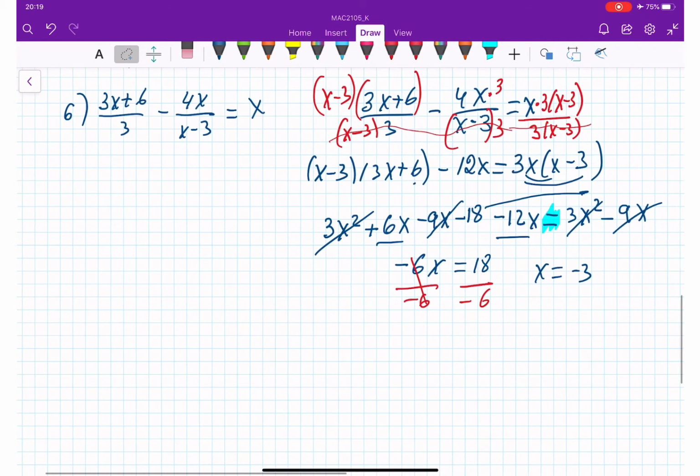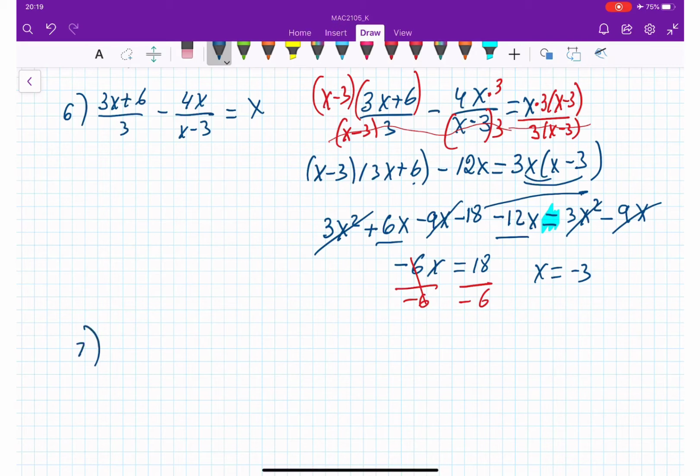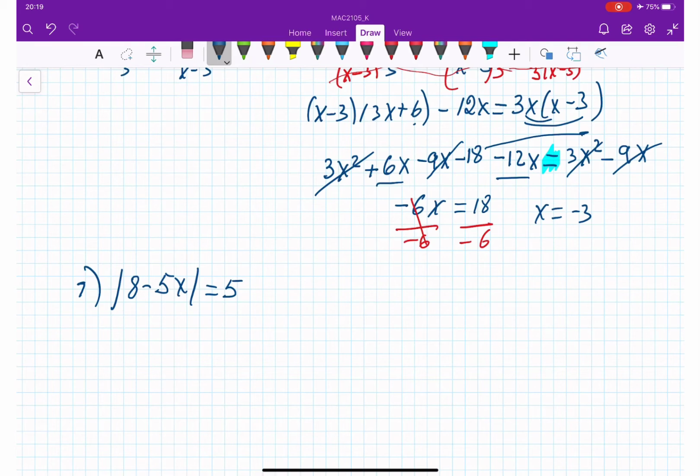Question number 7. So, what do we have? Absolute value of 8 minus 5x equal 5. Okay, if we take the absolute value away, we will get 8 minus 5x is equal to plus or minus 5. Which means 8 minus 5x is equal to positive 5, and 8 minus 5x is equal to negative 5, because with absolute value, it can come out plus and minus.